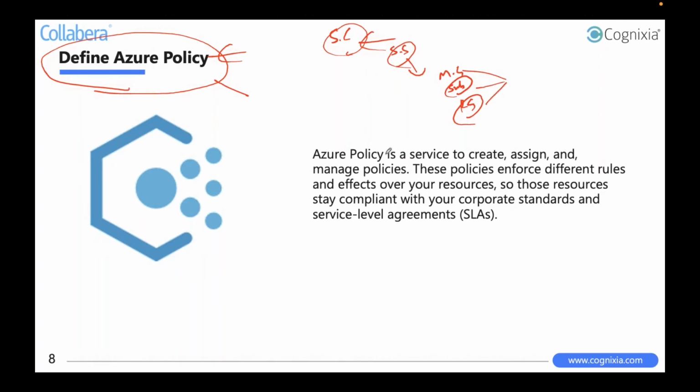Azure Policy is a service which you can create, assign, and manage. These policies enforce different rules and effects over your resources. Let me give you a few examples. Let's assume we have user one, who has owner permission through RBAC, role-based access control, on a resource group RG1. We have one subscription which I'm using for dev, and in this dev subscription I have a resource group RG1, and user one is the owner of this resource group.